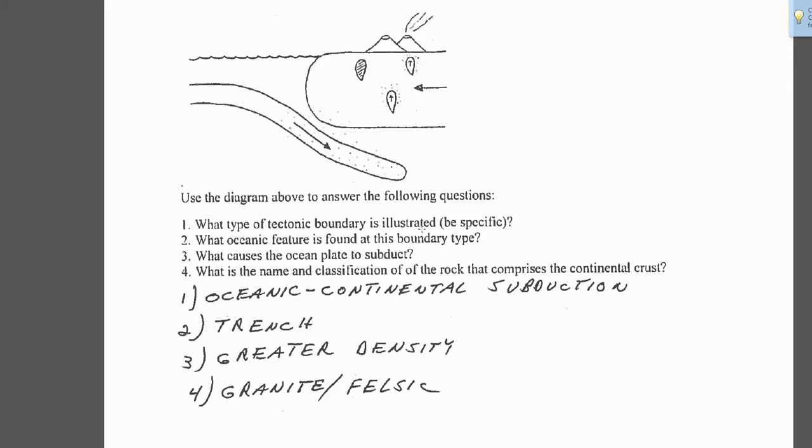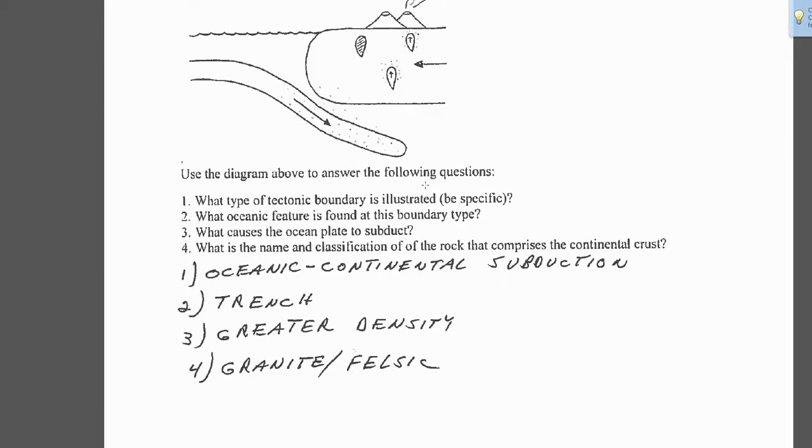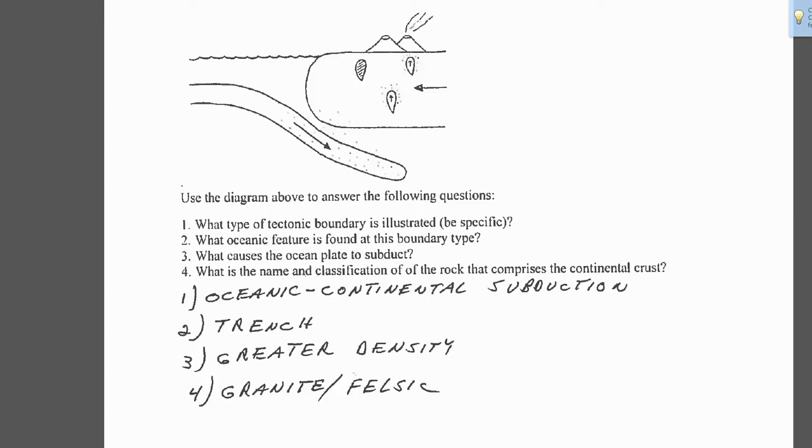The next question, what type of boundary? Well, it's an oceanic continental, and it is a subduction boundary. And the oceanic feature, when you looked at many of these subduction boundaries, is the trench right in here where this oceanic plate starts to subduct. What causes the ocean plate to subduct? Has greater density than the continental plate. The name and the classification of the rock that comprises the continental crust, it's granite, felsic, feldspar, and silica.